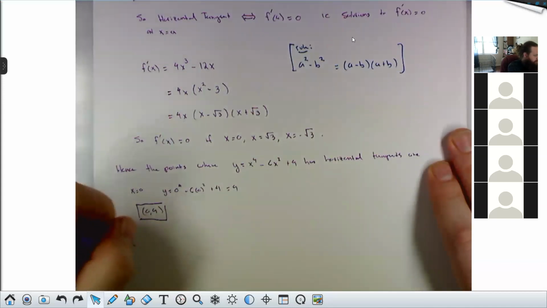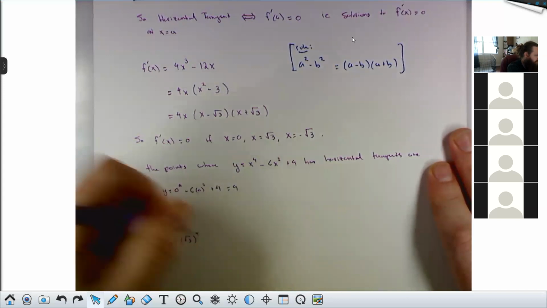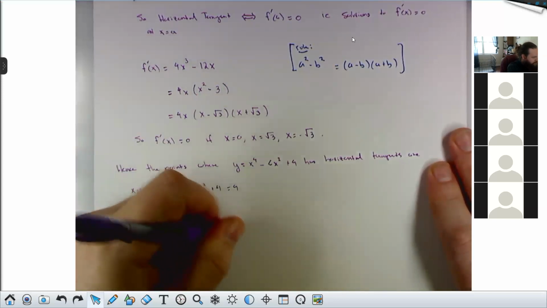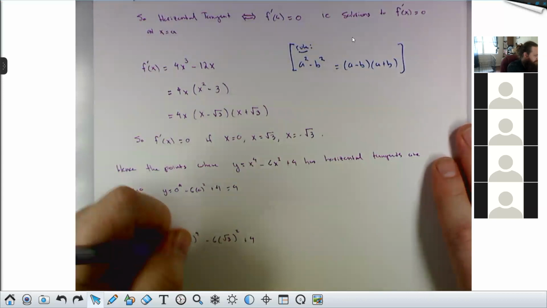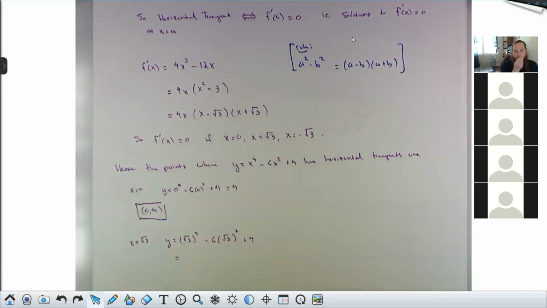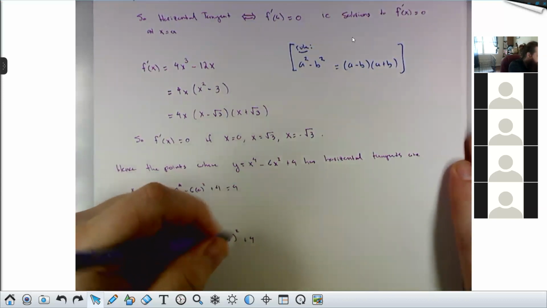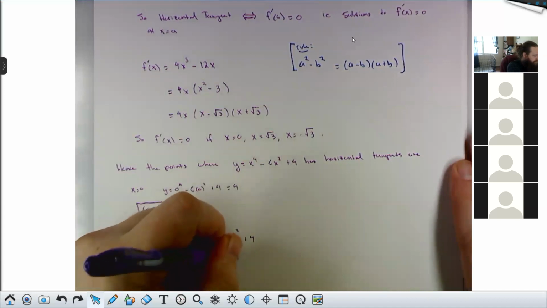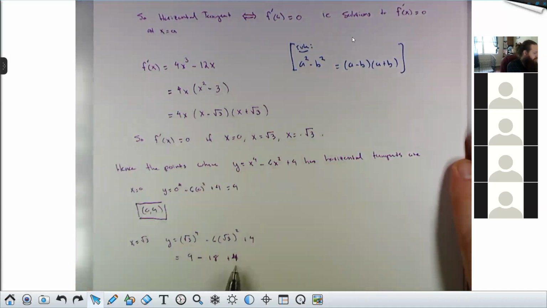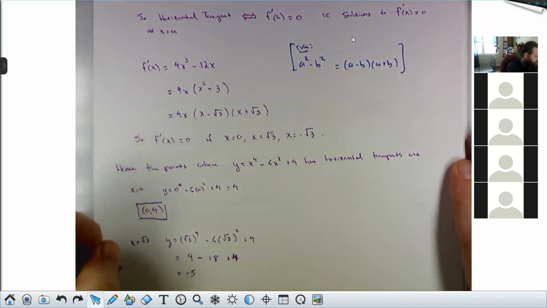When x is equal to the square root of 3, y is equal to root 3 to the 4 minus 6 times root 3 squared plus 4. What is the square root of 3 raised to the 4th power? 9. Very good, yeah, 9. And then we've got minus 6 times the square root of 3 squared, 18, and then plus 4. So 9 minus 18 is negative 9, plus 4 is negative 5. So the point associated with x equals root 3 is (root 3, negative 5).